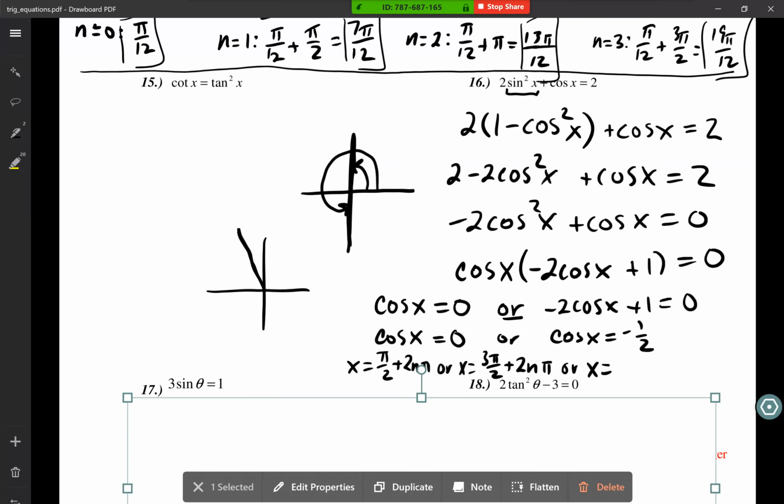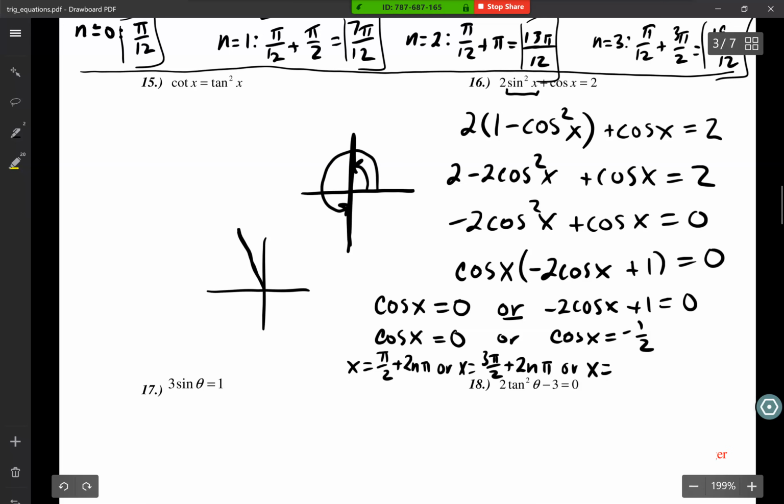Well, what angle would give you a cosine equal to a half if we were over here in quadrant 1? What angle has a cosine of a half? It's the 60 degrees, or pi over 3, right? So this one over here must be 2 pi over 3. And we would add a multiple of 2 pi to that. The one that's down in quadrant 3 would be 4 pi over 3.